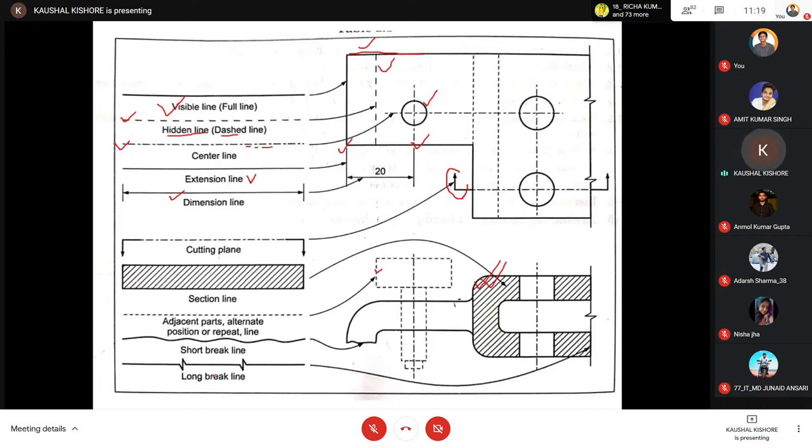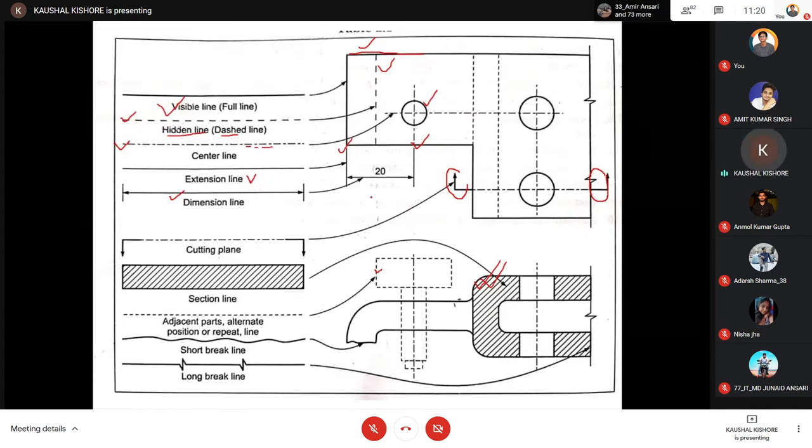Okay, so this is the long break line. So what is the long break line? What is the use of long break line? Long break lines are used when it is desirable to shorten the view of a long part. Suppose when you view a long part, and you have to draw it in a certain way, then you have to use this type of line. That is called the long break line.